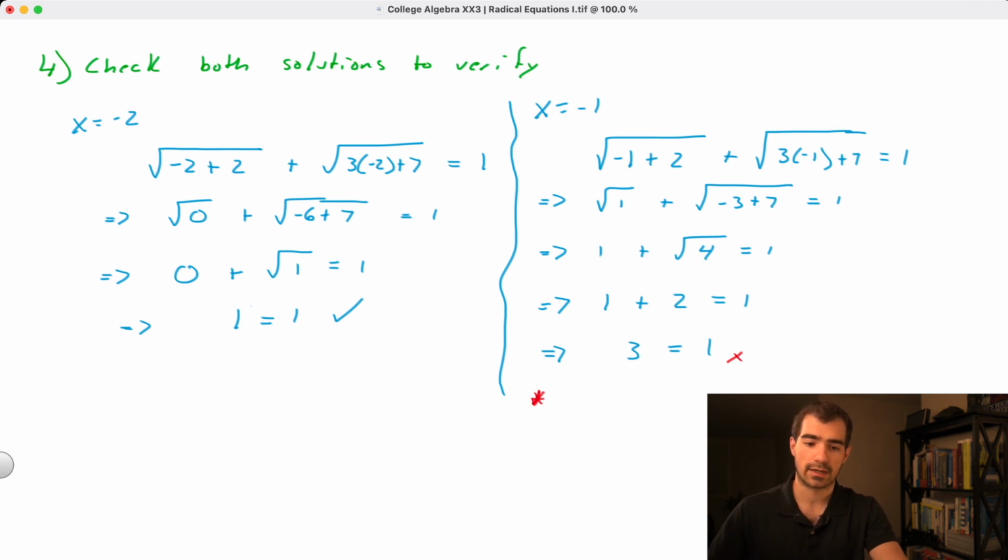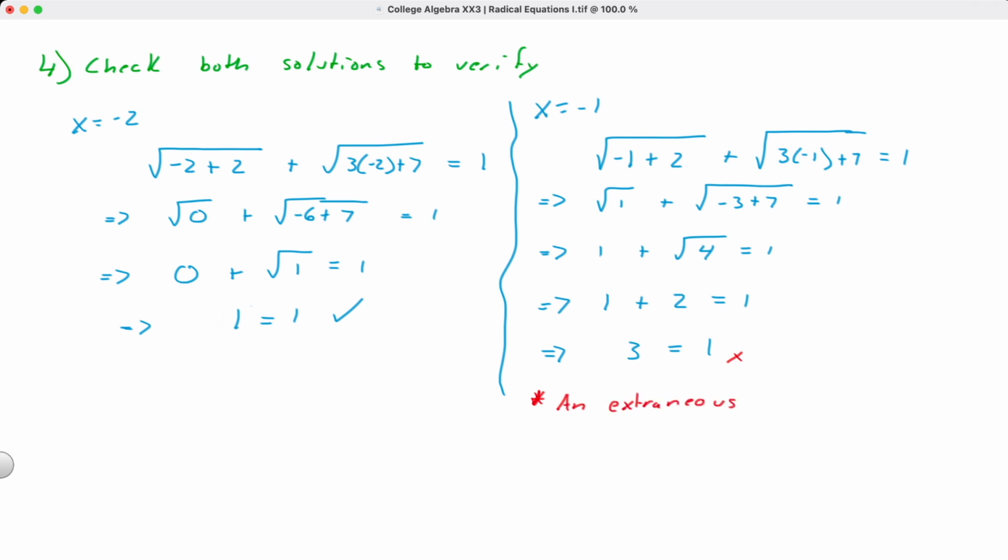And so here we have an extraneous solution. And so instead of saying our solution set is -2 and -1, in this case we can say, therefore, we have a solution set of just -2. We'll get rid of that extra solution, -1.